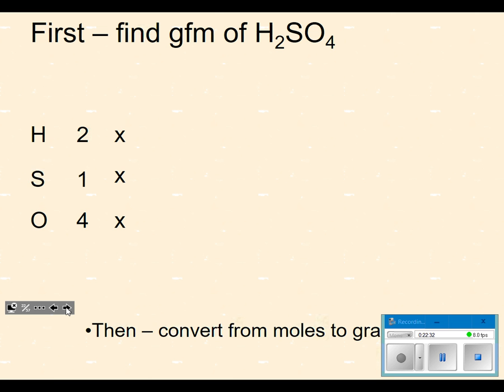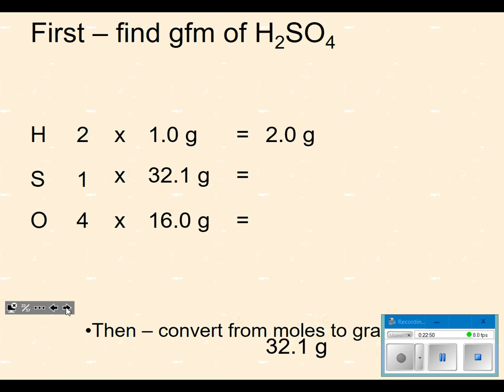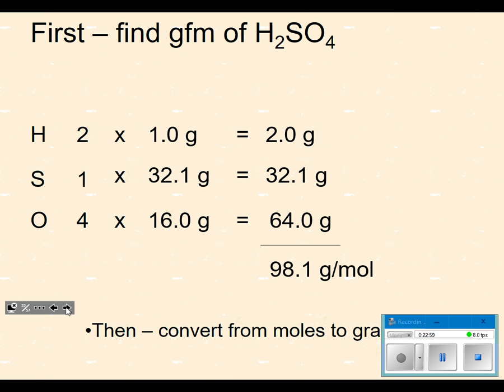We multiply, we look up the atomic masses off the periodic table. So hydrogen is 1.0 grams. We look up sulfur, it is 32.1 grams. And we look up oxygen, which is 16 grams. Then we're going to multiply, so 2 grams, and then 32.1 grams, and then 64.0 grams. Then we take the sum. Again, all of those have one number after the decimal, so my GFM will also have one number after the decimal, and it'll be 98.1 grams per mole.